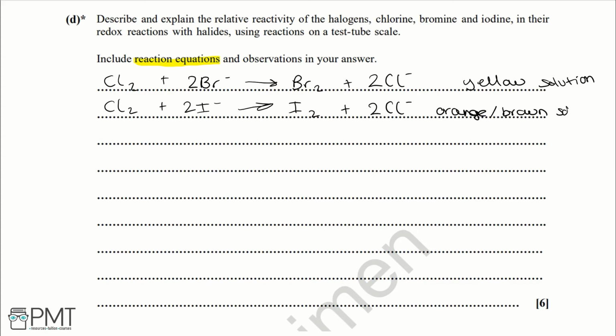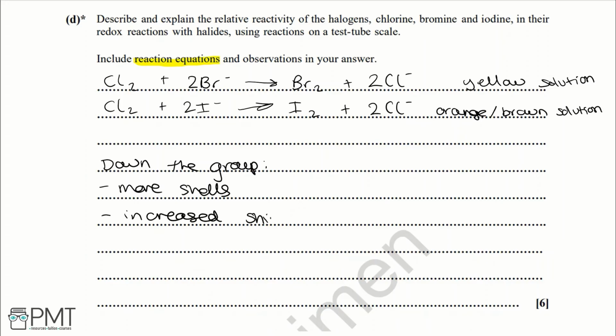So now we need to comment on the trend of reactivity. Whenever you talk about trends, you need to talk about the direction. So we're going to focus on the trend of reactivity down the group of the halogens. As you move down the group, there's more shells of the halogens. There's also increased shielding. And with more shells and increased shielding, it's more difficult to gain an electron. So these are the 3 bullet points that we're going to talk about when talking about relative reactivity.